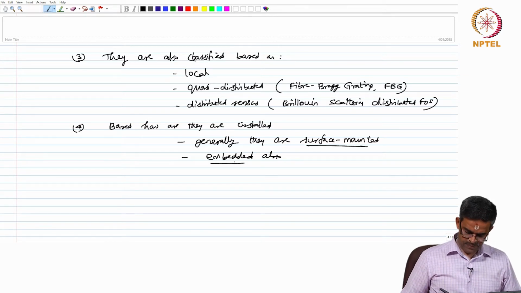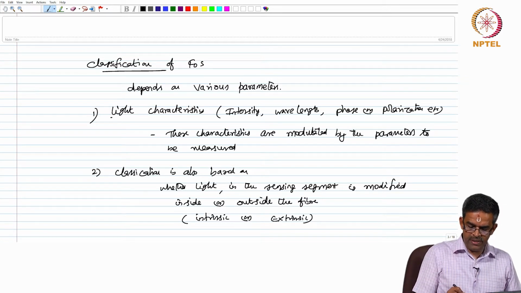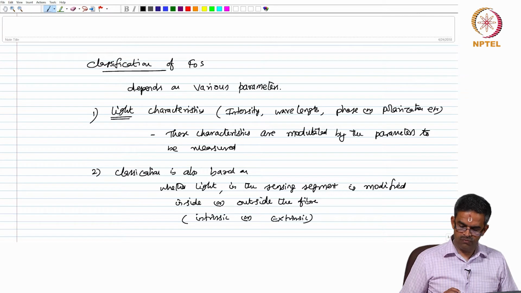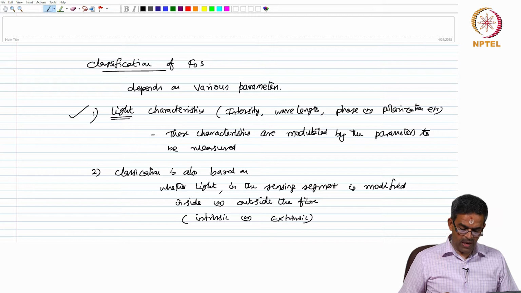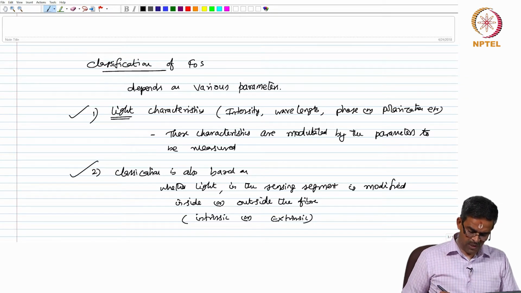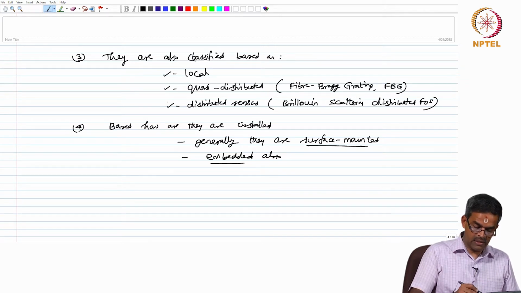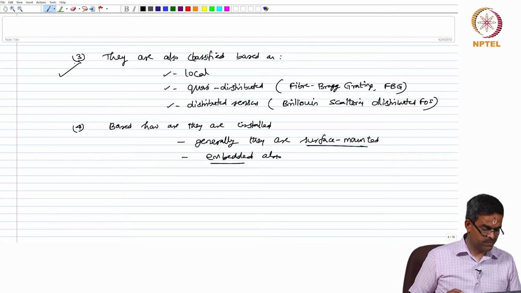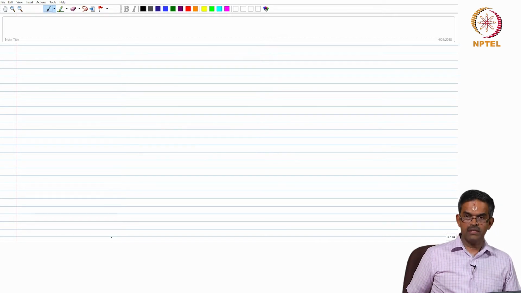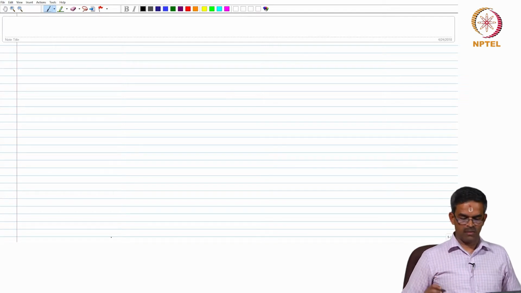So, now we have seen how these FOS sensors are classified based upon the light which is being used for measurements, whether the modification is happening inside or outside the fiber, whether they are local, quasi distributed or distributed sensors for the entire length of the member, whether they are embedded or surface mounted. Let us now see types of fiber optic sensors which are used for different applications in structural health monitoring.